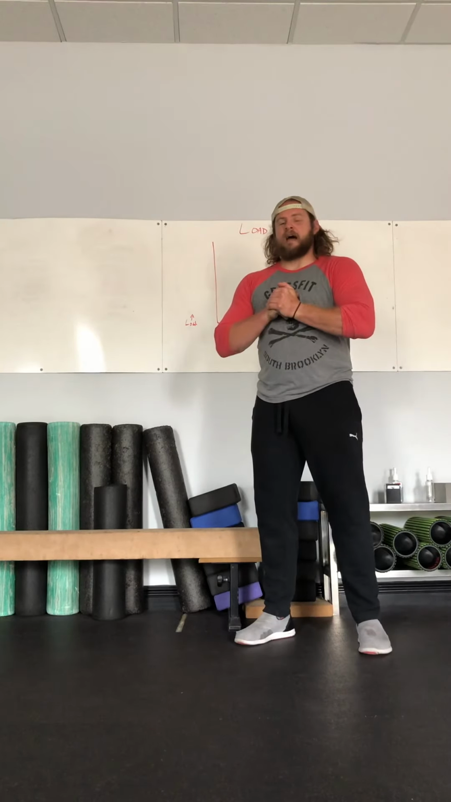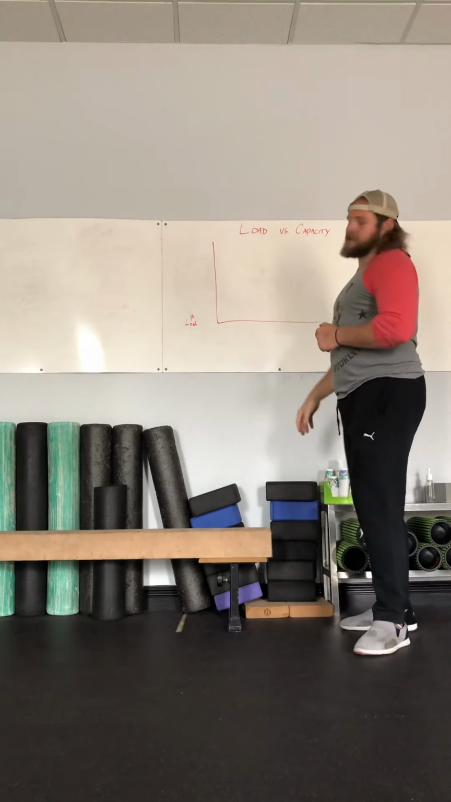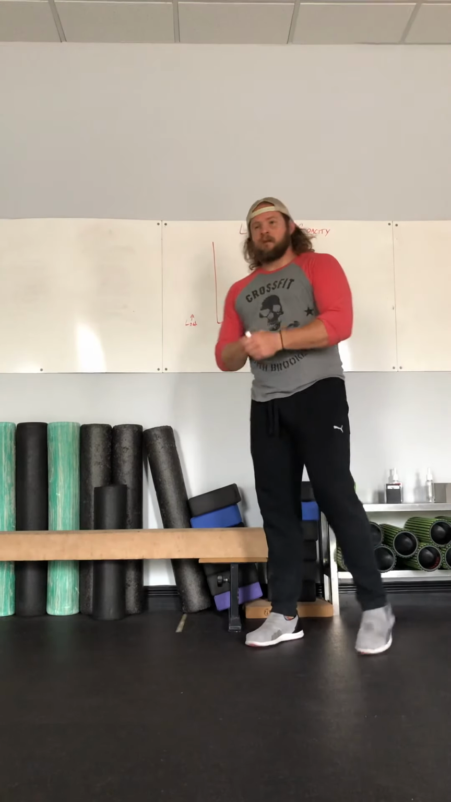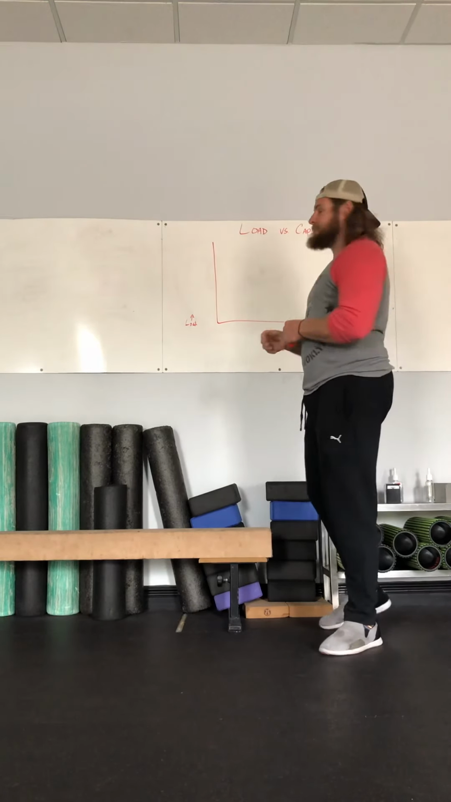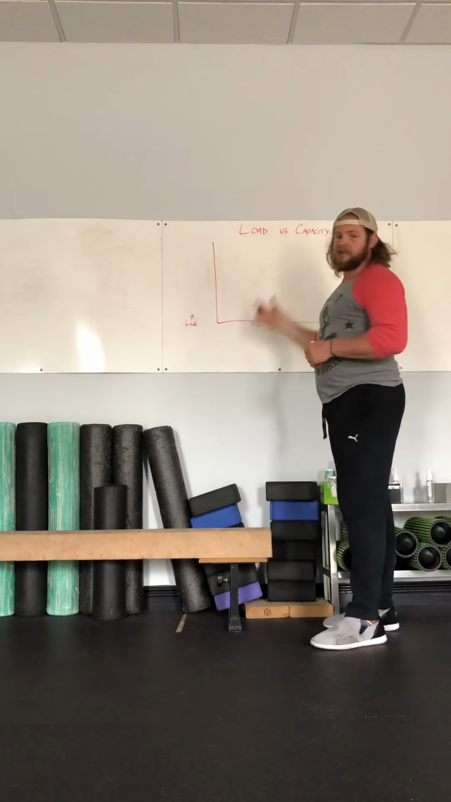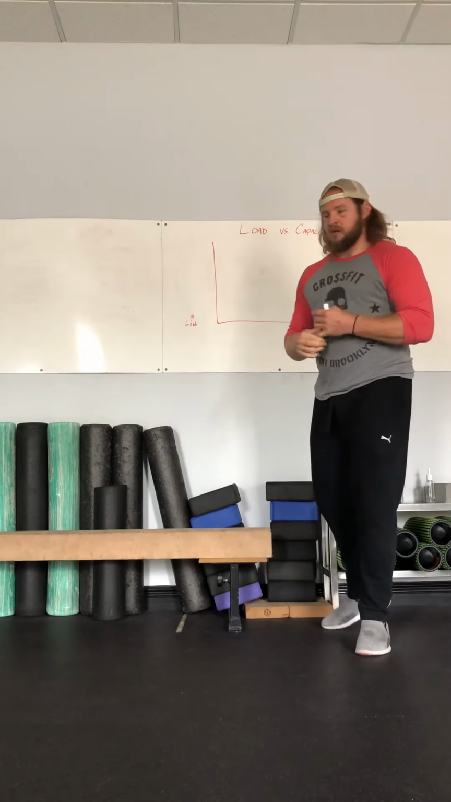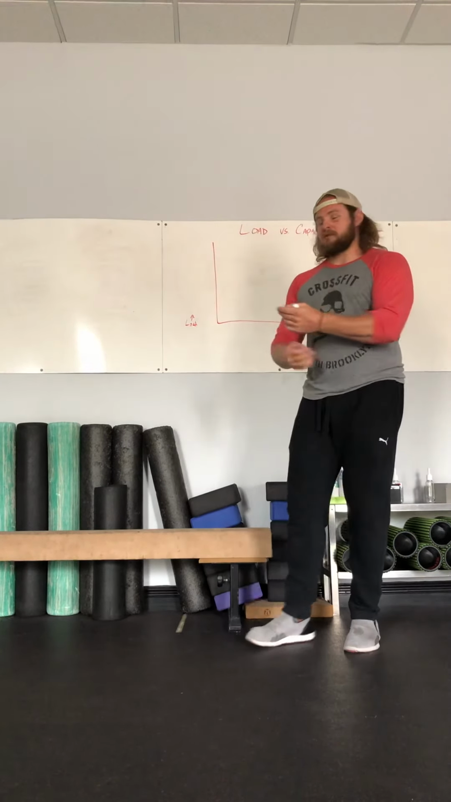Any injury that's happened in the history of humans can be explained by this graph, looking at the load versus the capacity of the person who got injured. And when the injury happens, we can assume or almost guarantee that the load placed on that individual exceeded their capacity to handle load.